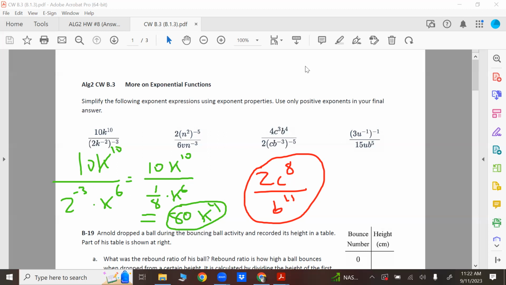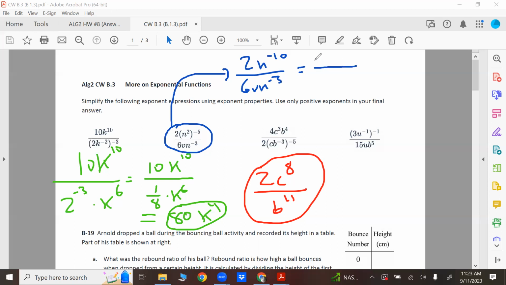Okay, let's switch colors to blue. All right, hopefully you get 2 and negative 10 over 6v and negative 3. Now, what I would suggest that you do, don't worry about moving negative exponents just yet. Save it for the end. Just subtract the 2 and reduce the, oh, and Evie, I messed up. The 3's on the bottom. Yeah, my apologies. The 3's on the bottom. 2 over 6 is 1/3. So you have 1 and 3.